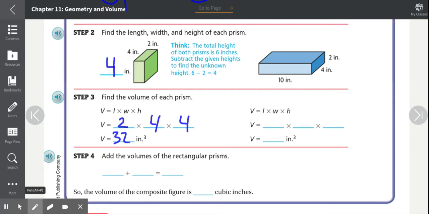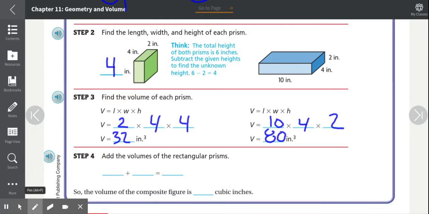Next, we have to find the volume of the blue rectangular prism. We still use our volume formula, length times width times height. The length is 10, the width is 4, and the height is 2. When we multiply these three numbers together, we get 80 inches cubed.